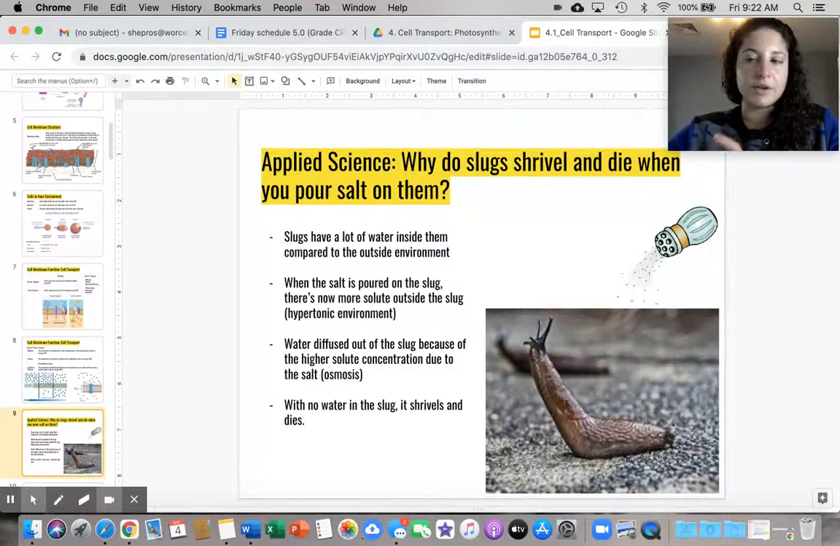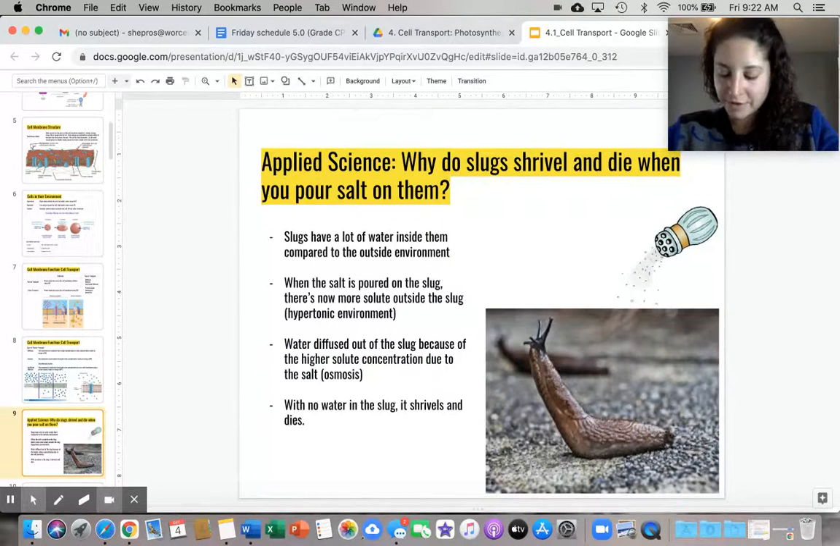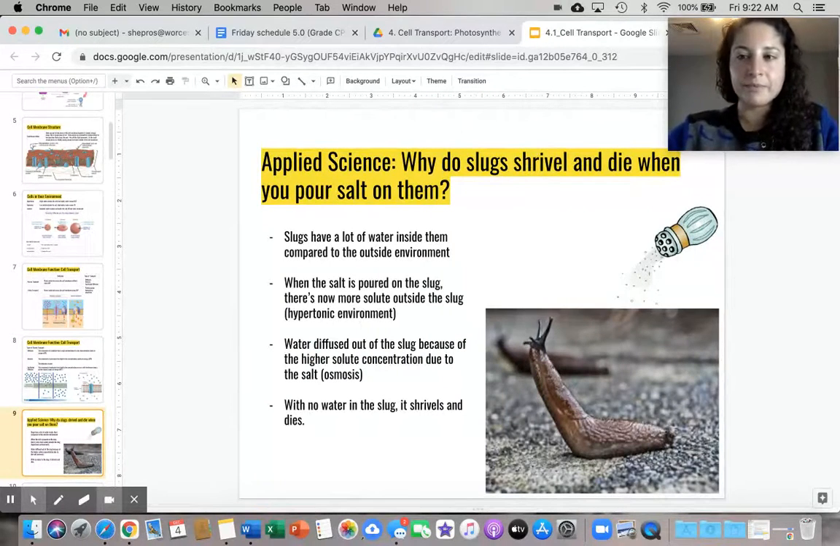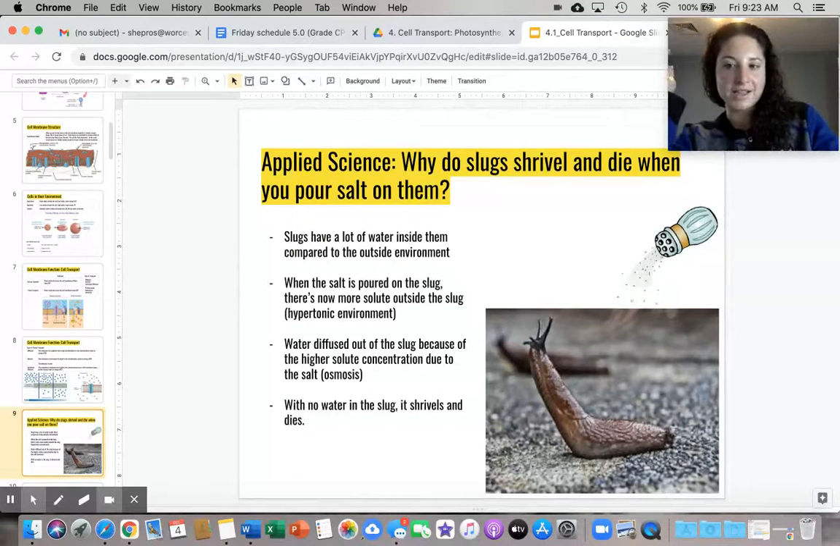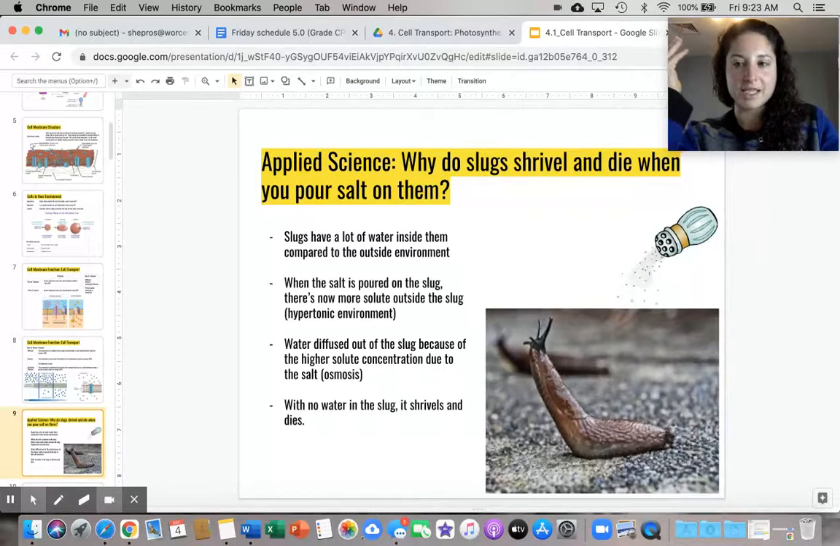I don't know if any of you out there have ever tried this. My question is, if you've ever taken a slug and poured salt on top of it, it will kill the slug. The slug will shrivel and die. So I want to try to explain to you why this takes place. Why does putting salt on a slug kill the slug?